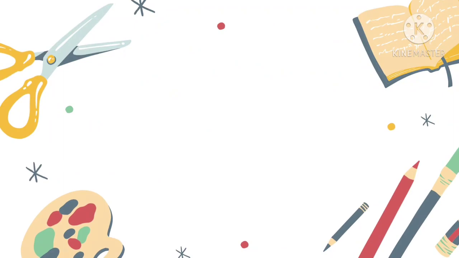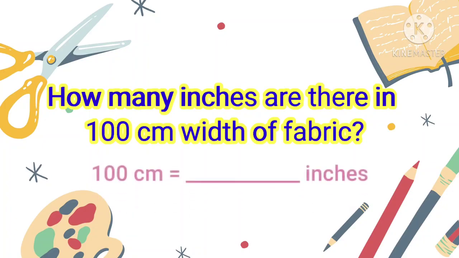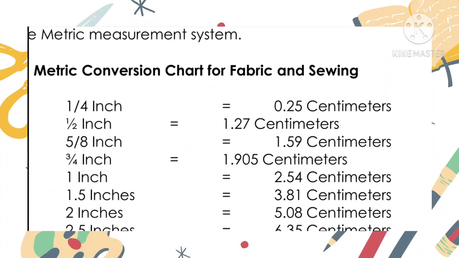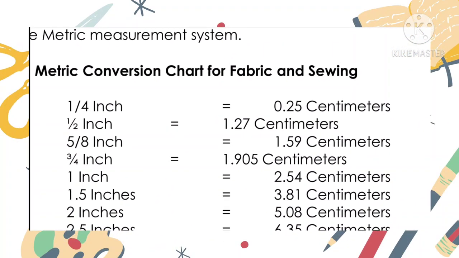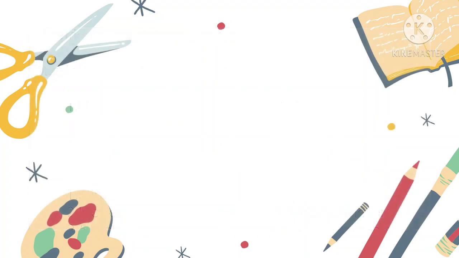Let's try this one. How many inches are there in 100 centimeters width of fabric? In this question, we are going to convert 100 centimeters into inches. Before we proceed to conversion, we are going to first identify the equivalent of 1 inch in centimeters. You can find it in the metric conversion chart available in your worksheet at page 11. Let's now proceed to conversion.